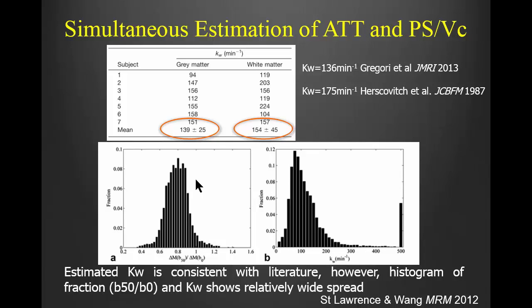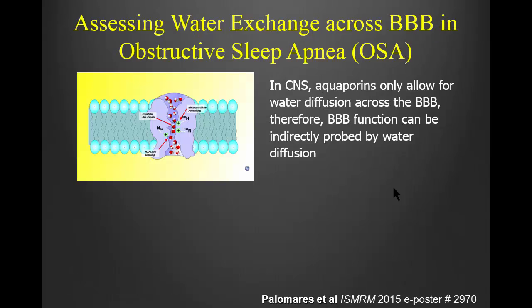If you look at the histogram of the ratio, you will see about 80% of the water exchanges into the tissue by the time of a 1.5 second delay. And if you look at the histogram of the kW, a majority of the pixels have a kW of 100, but there are a few pixels with a number of 500, which is due to noise.